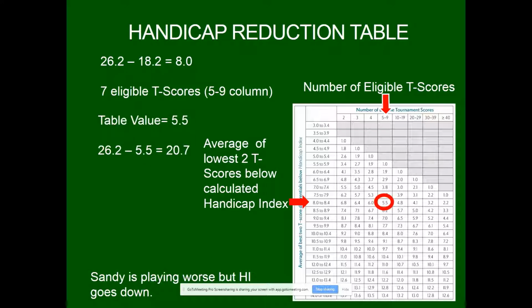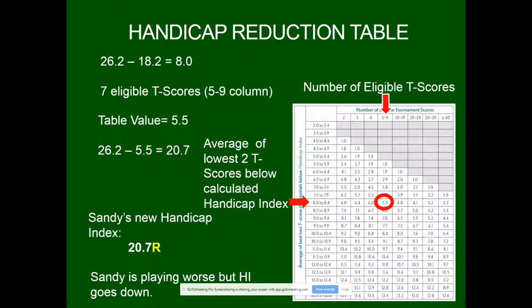So what is her new handicap index? Well, we take the 26.2 and subtract the 5.5. Now she's a 20.7 R. Previously she was a 22.3 R, and now she's playing even worse, and her index has come down further. So just keep in mind that the further you play away from your potential, the larger that reduction is going to get. The closer you play to it, it's going to be altogether gone or a very small reduction.